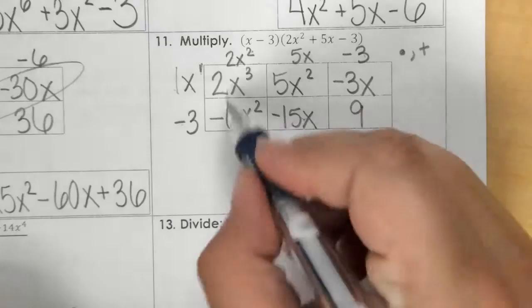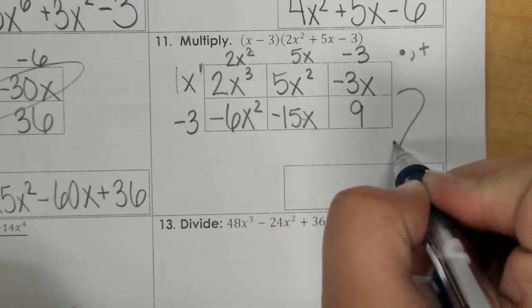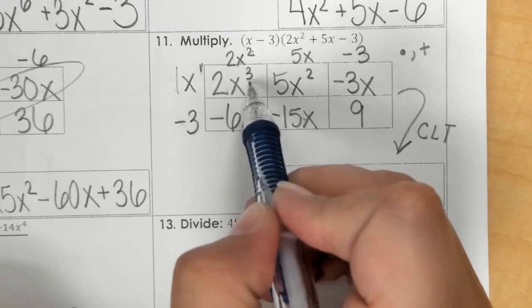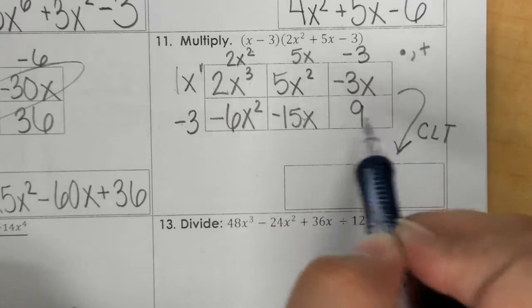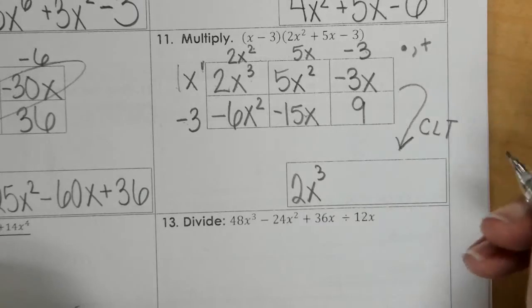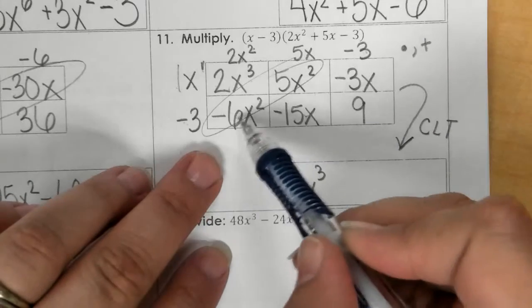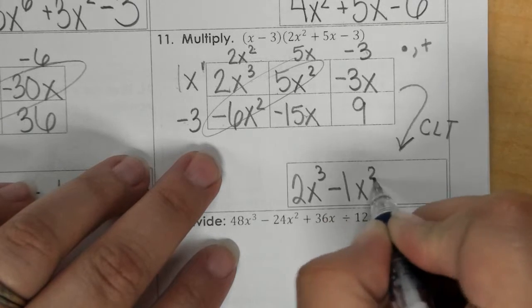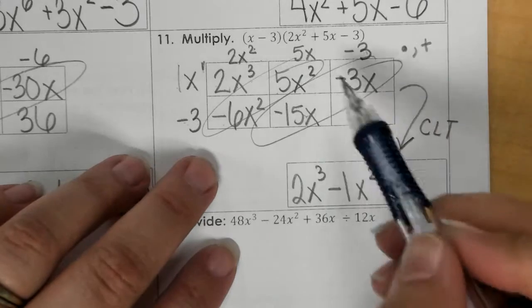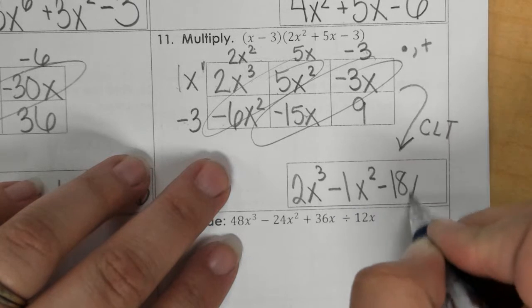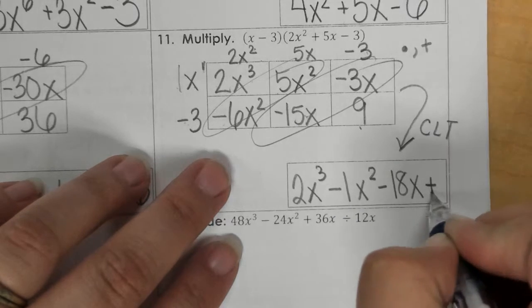Now, to go from here to here, we are combining like terms. So 2x to the third. Nothing else has an exponent of 3, so I bring it down. Then I'm subtracting these. So negative 6 plus 5 is negative 1x squared. Then I combine again. Negative 15 minus 3 is negative 18x. And then lastly, we have our plus 9.